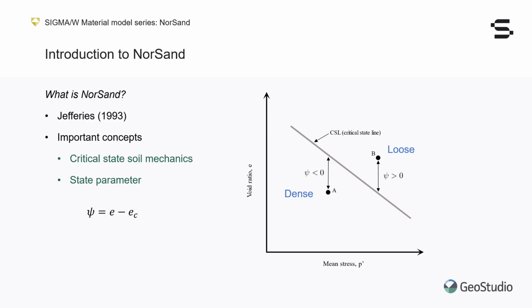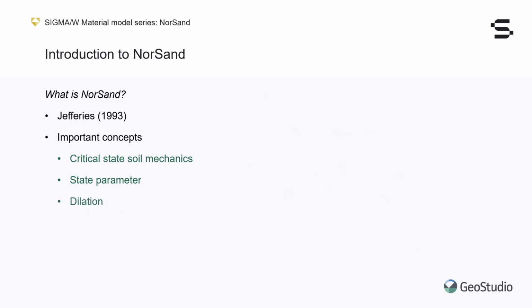Conversely, a positive state parameter denotes a loose soil that will contract when sheared. The magnitude of the state parameter also indicates the density in a relative sense. A large positive psi, for example, indicates a very loosely packed soil. The last important concept to review before looking at NorSand's input parameters is dilation.